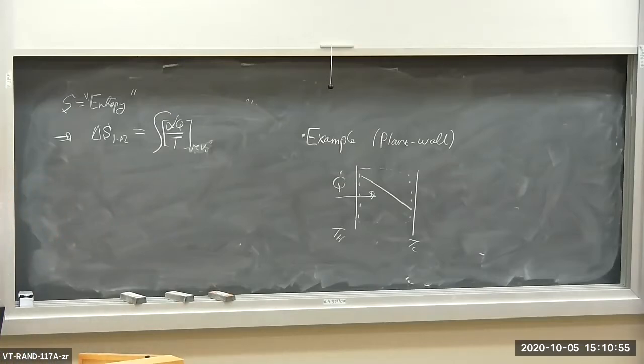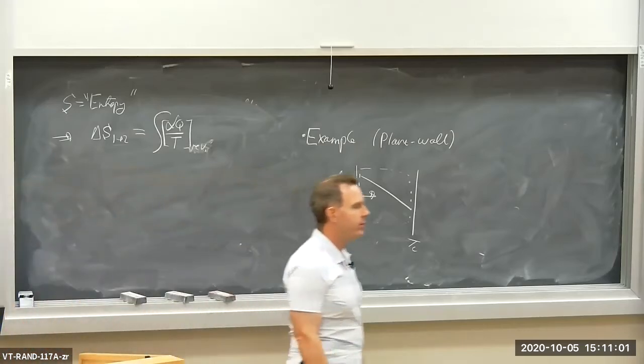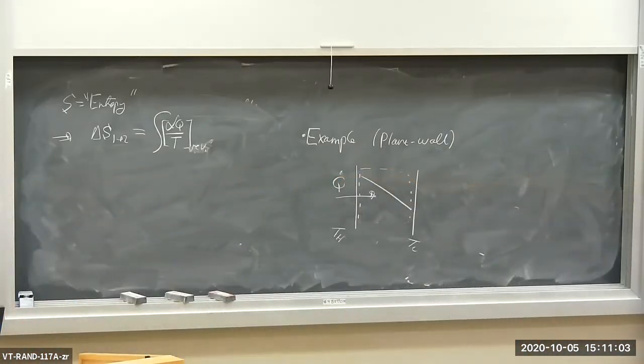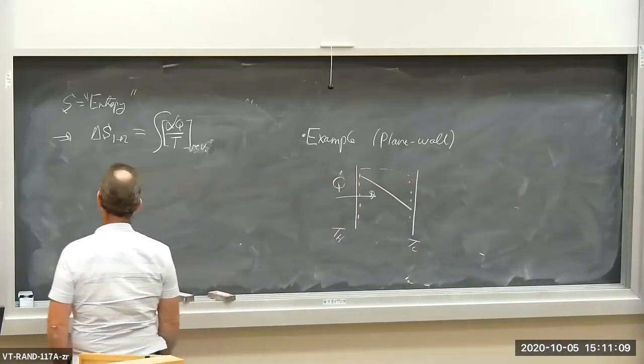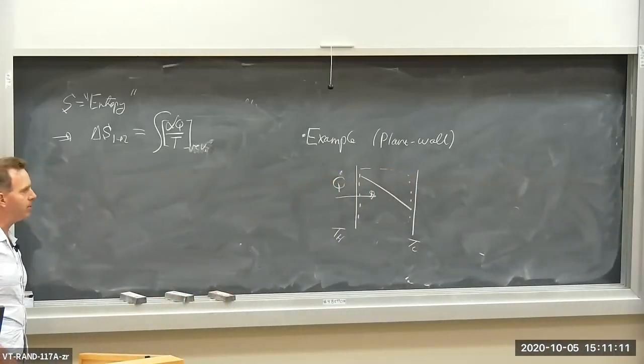That's what we concluded by having a fixed and then a variable path and evaluating the cyclic integral of del Q over T over the cycle. And we utilized, of course, the Clausius inequality, which says that the cyclic integral is 0 if it's a reversible cycle. All right?